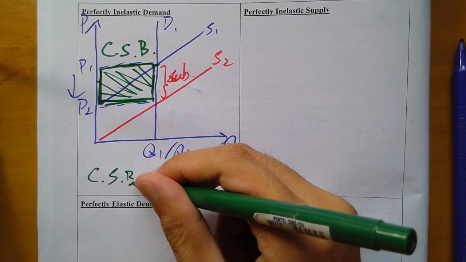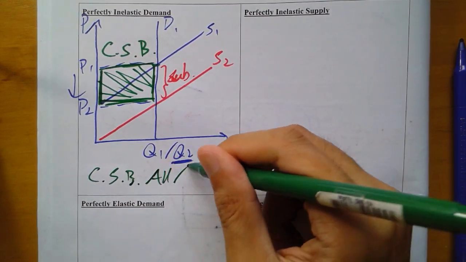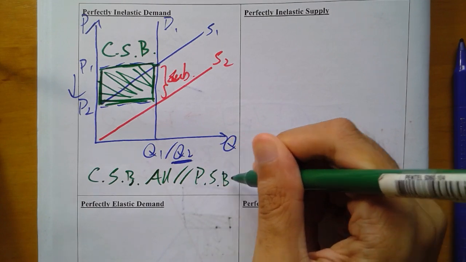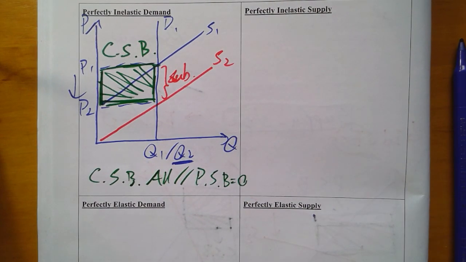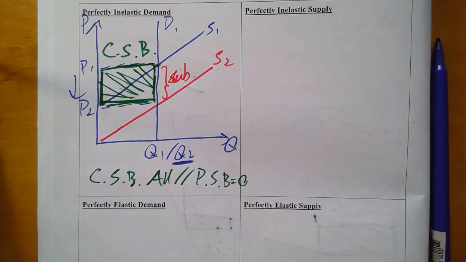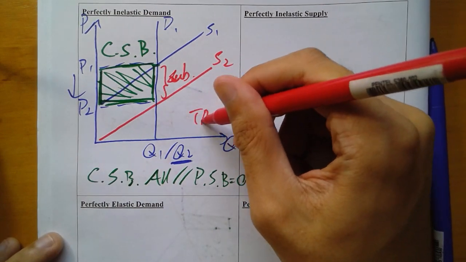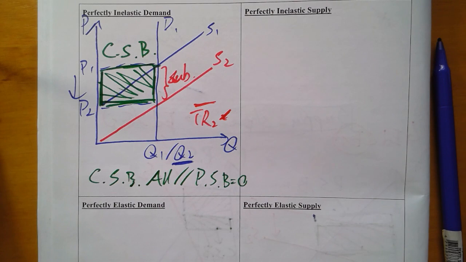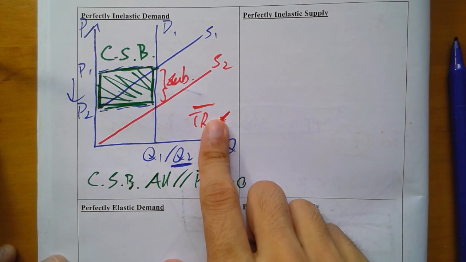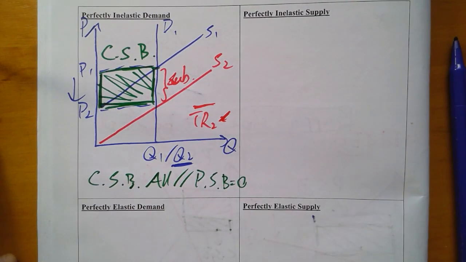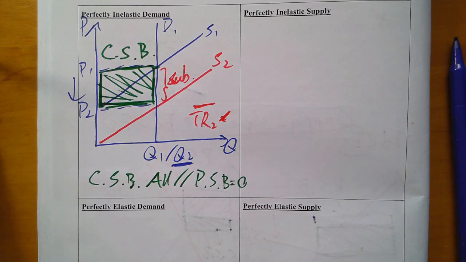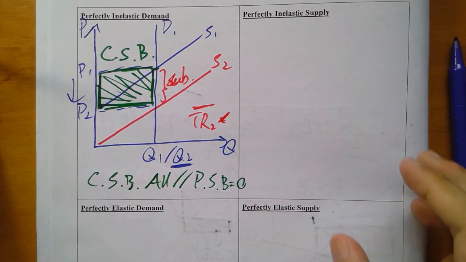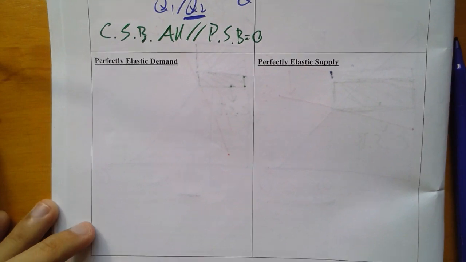You will see CSB would take off, and PSB would be zero. 冇啊，好可憐啊，係咪啊？ Alright, so that would be. And funny enough, in this case, TR2 would also remain unchanged. 係咪啊？一樣啊，after subsidy, the total revenue before and after would be exactly the same. Okay, very funny, right? Now, let us do perfectly elastic demand.